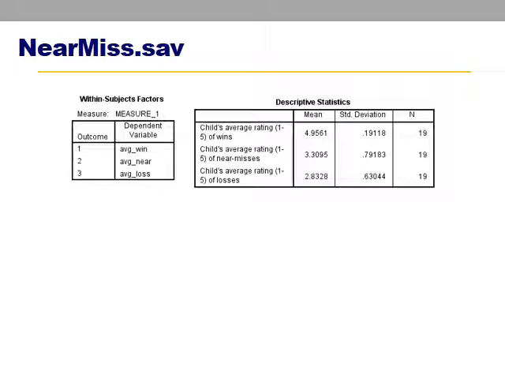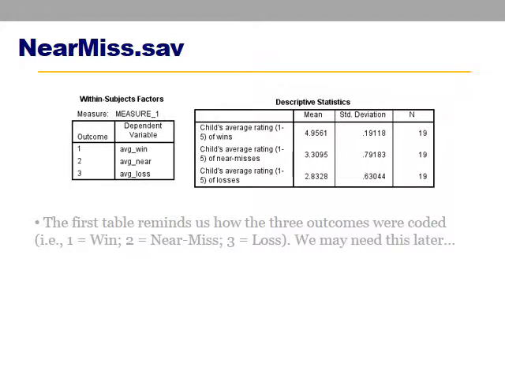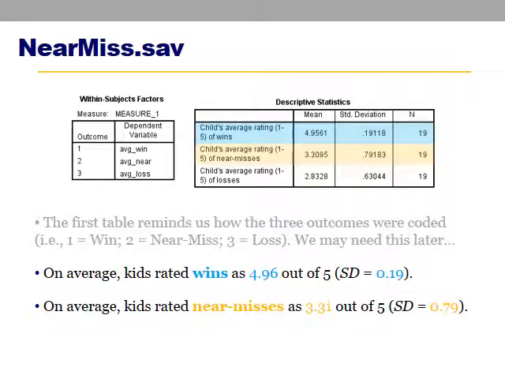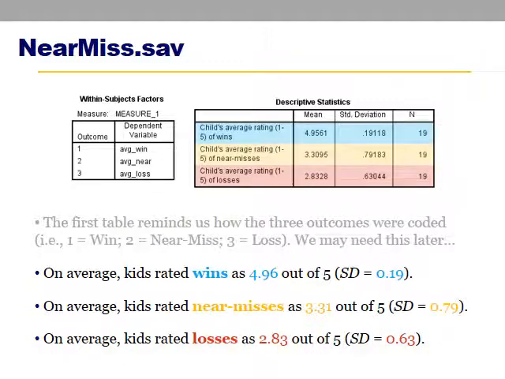On the 1 to 5 scale, kids on average rated wins as a 4.96 out of 5. They rated near misses as a 3.31 out of 5. And they rated losses as a 2.83 out of 5. Remember that this 5-point scale is asking kids to rate how close they were to winning, where 1 means a loss and 5 means a win. So these means suggest that kids are in fact discriminating between wins and losses. But then we have near misses where the mean falls somewhere in the middle.